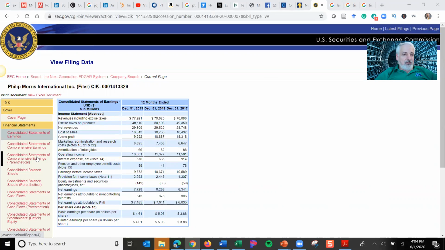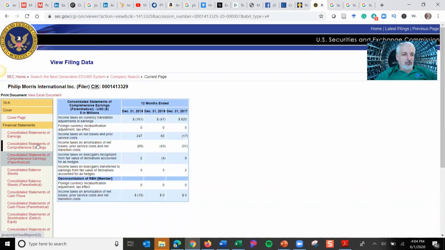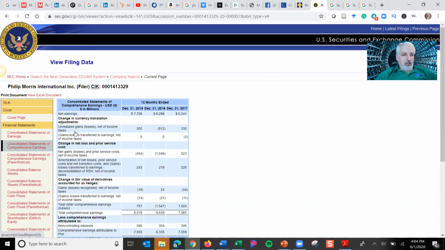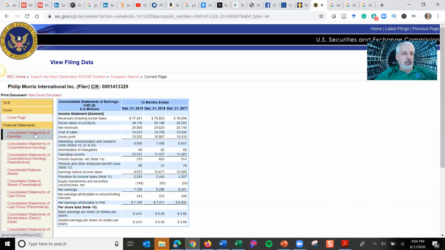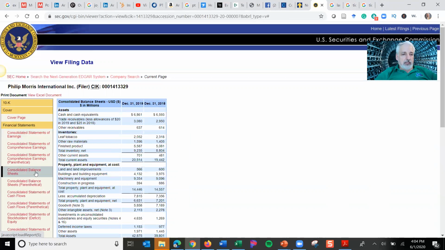Now look at the statement of comprehensive earnings. That starts with net earnings. That doesn't sound like an income statement. It adds, oh, this is a comprehensive income. So this is not what we want. Make sure you get a statement of earnings, statement of operations, or income statement, as we want it to be called, all kinds of names. We're going to look at the balance sheet.